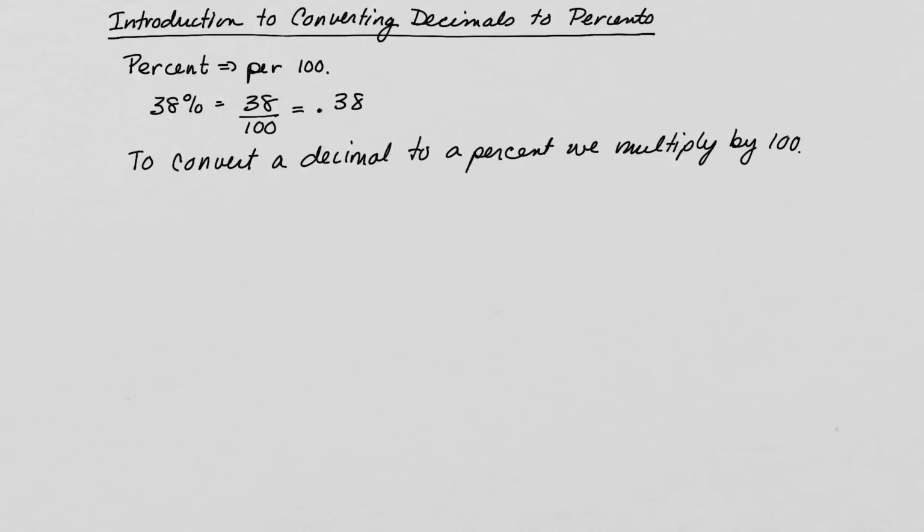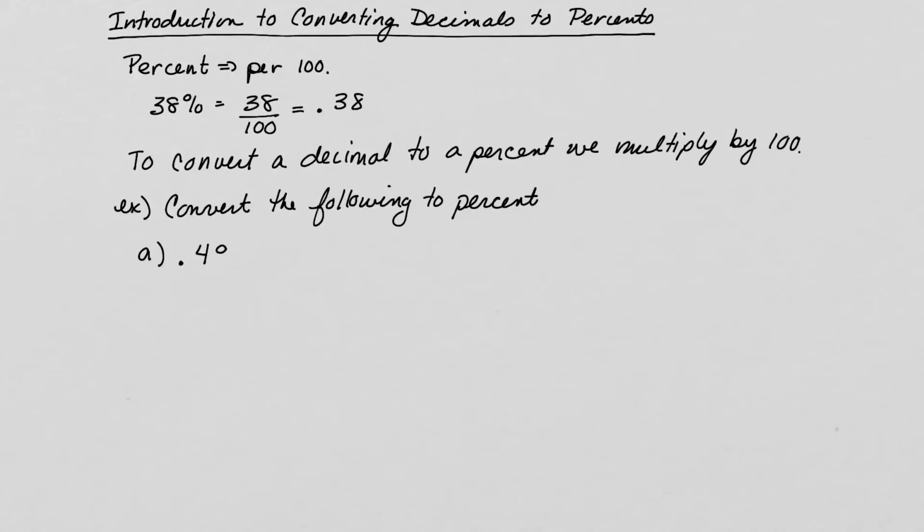So, for example, convert the following to percents. So A, 0.49. So we're going to take 0.49 and multiply by 100. And so if I multiply 0.49 by 100, I actually end up with 49.